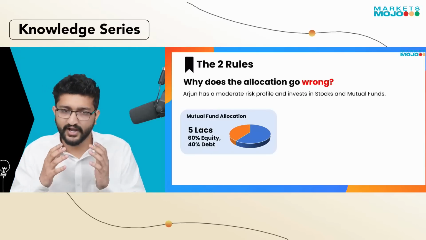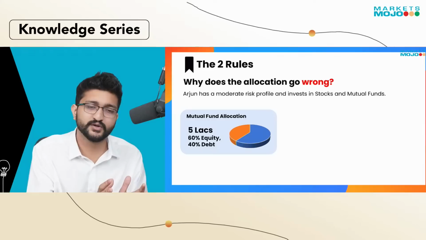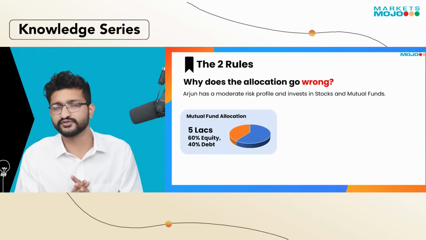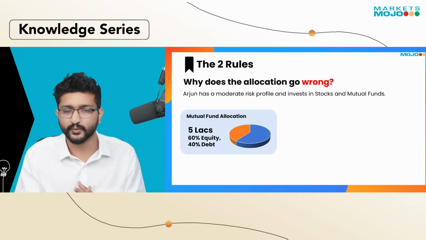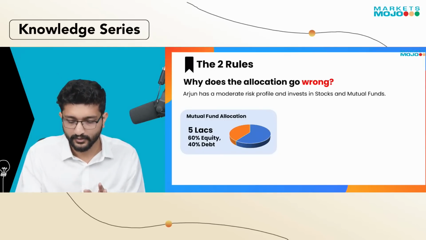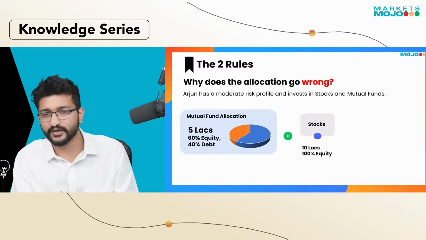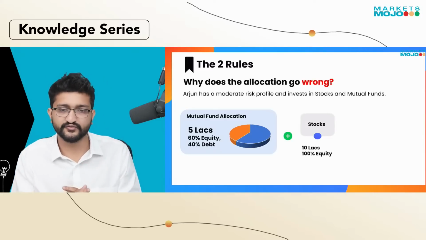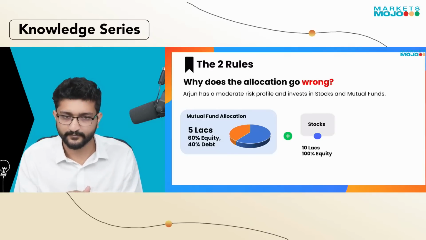So I have 5 lakhs right now. I'm investing 60% in equity, 40% in debt. And I feel I'm very moderate with this particular approach. Obviously, because I'm not crossing a very high equity exposure. But when you consider your stocks as well, for example, this particular investor, Arjun, has 10 lakhs now in stocks, which is 100% equity, which is obvious.